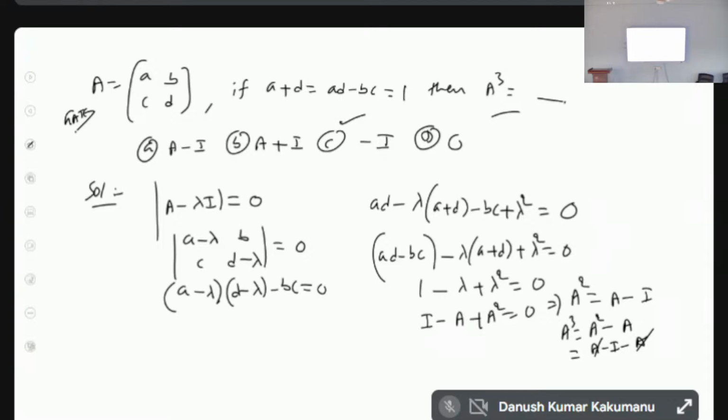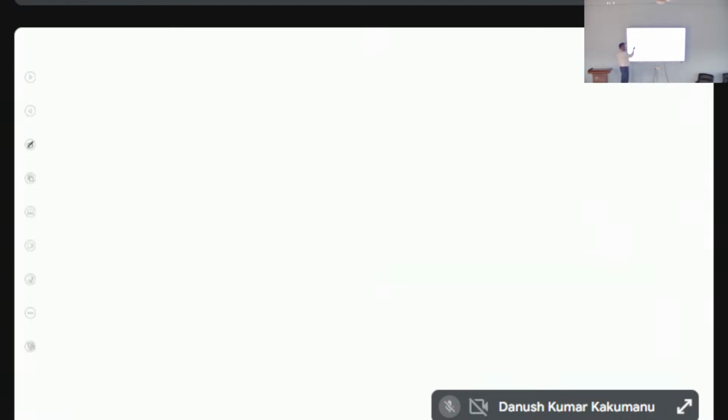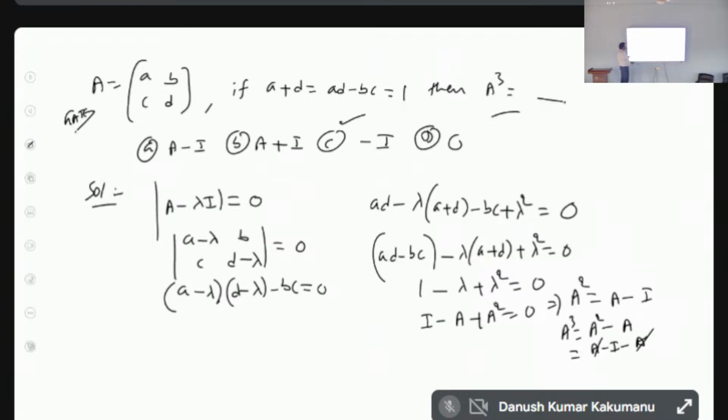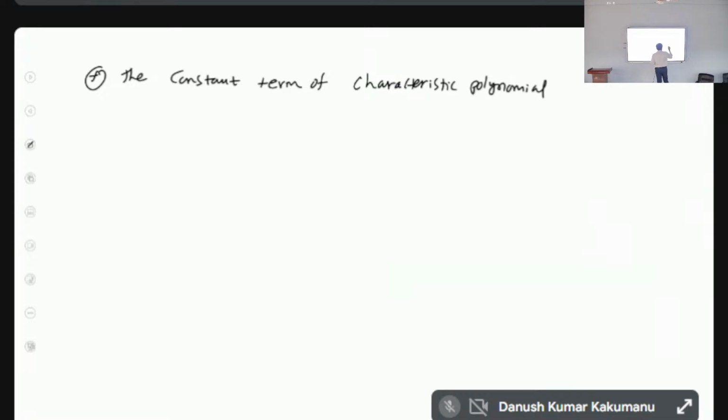Next question. The constant term of the characteristic polynomial. It's clear? No confusion? All of you copied? The constant term of the characteristic polynomial of the matrix.